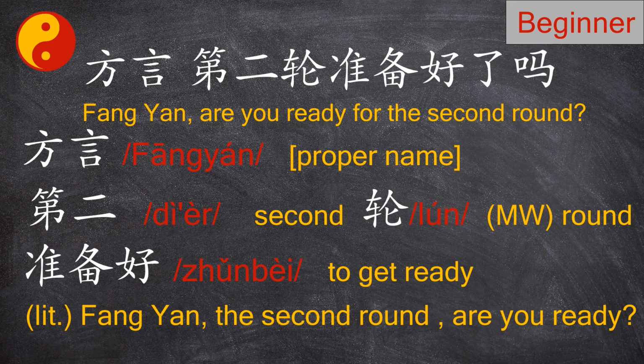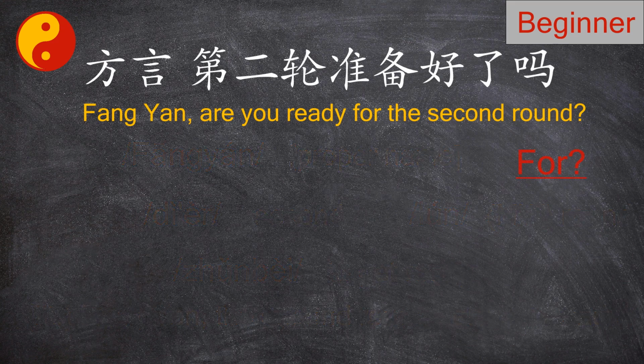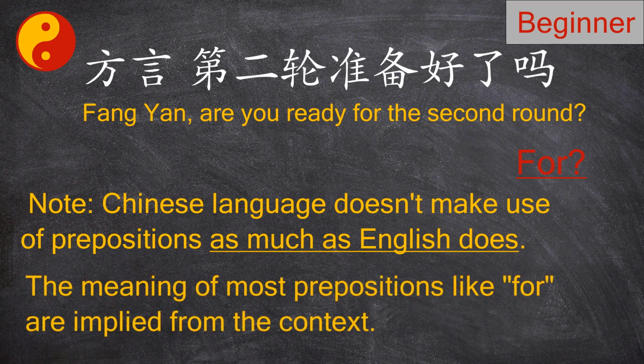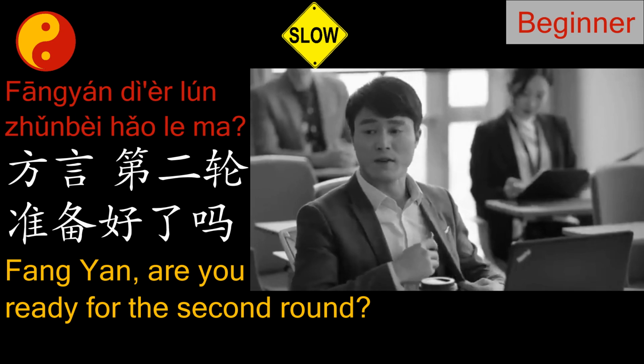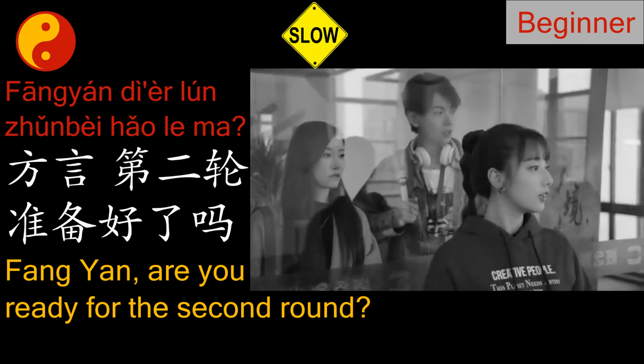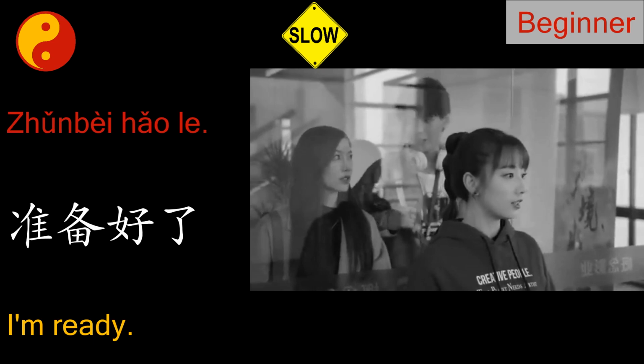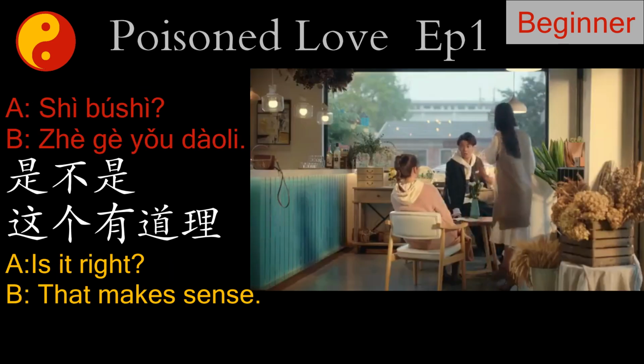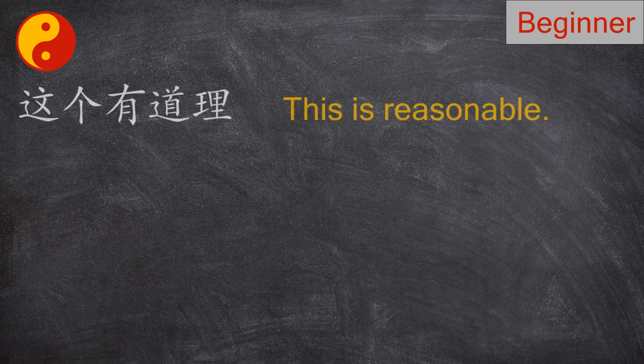Where does the meaning for come from? Chinese language doesn't make use of prepositions as much as English does. Most of the times, the preposition for is implied from the context. 方言，第二轮准备好了吗？准备好了。好，开始吧。好，是不是？这个有道理啊。这个有道理.